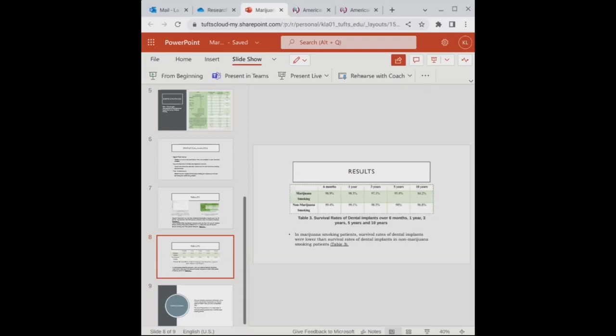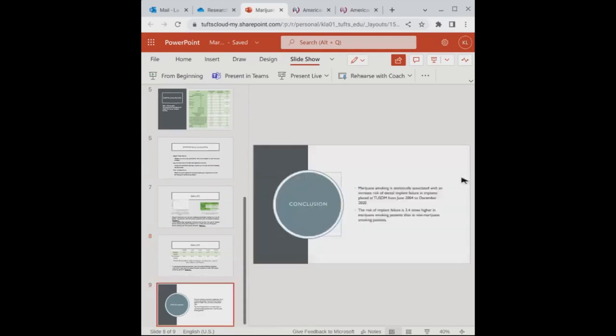But you see that there's a drastic difference over a period of 10 years, where the marijuana smoking survival is 12.6 times lower than non-marijuana smoking. So as time progressed, survival rates between the 2 groups have widened, and the implants related to marijuana smoking had a larger drop in survival rate.